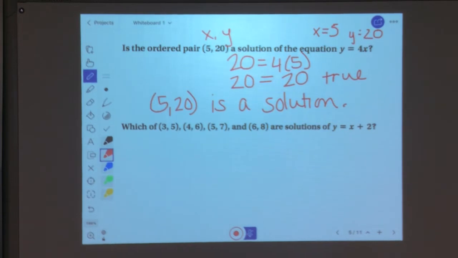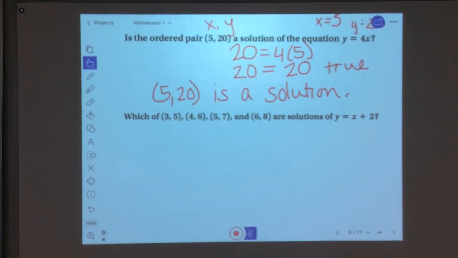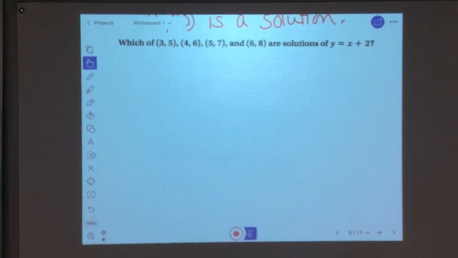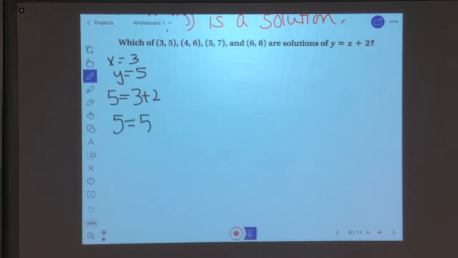For the next one, they're actually asking us to check 4 different ordered pairs. So we need to check all 4 of those in that equation. The first one they're asking me to check is the ordered pair 3, 5. So they're asking me to solve when x is 3 and when y is 5. I'm going to plug in 5 for y, so we have 5 equals x, which is 3, plus 2. I solve that, and I end up with 5 equals 5, which is true. So the ordered pair 3, 5 is a solution.